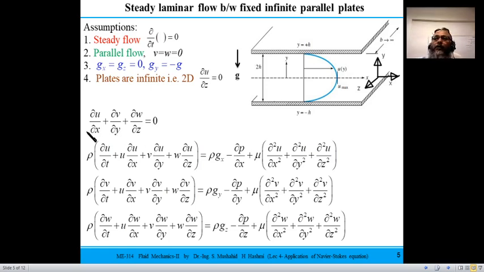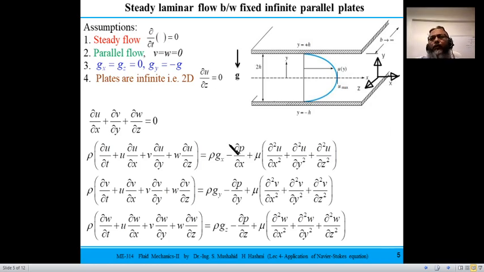In cylindrical coordinate systems you have r, theta and z. In spherical coordinates you will talk about r, theta and phi. We will see later about such other coordinate systems. So right now we just focus on the Cartesian coordinate system.